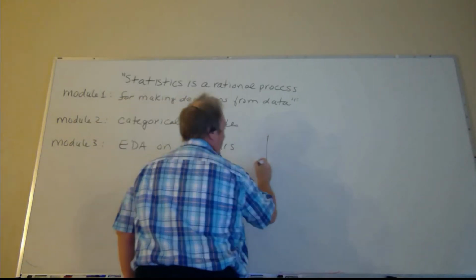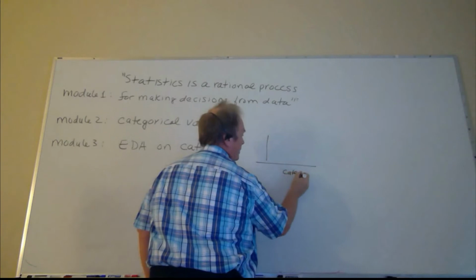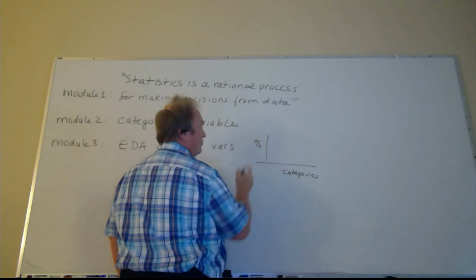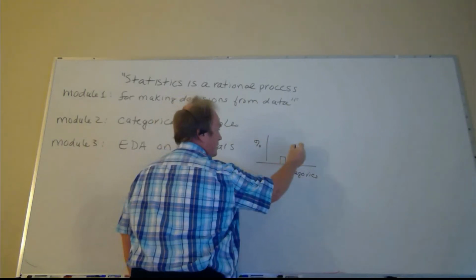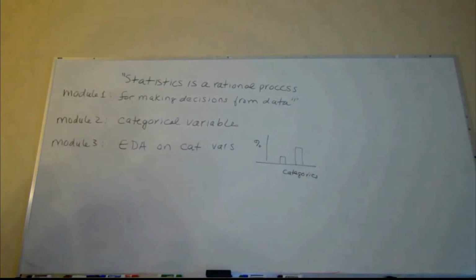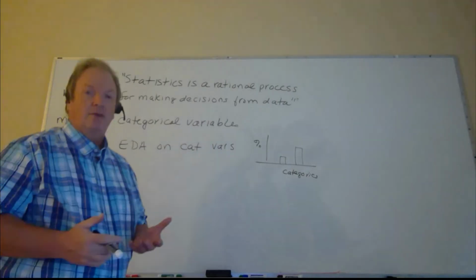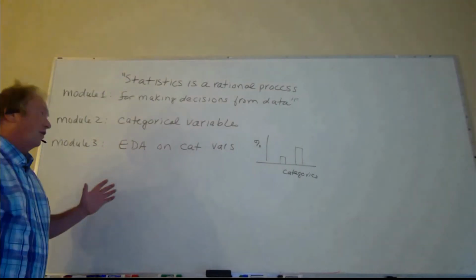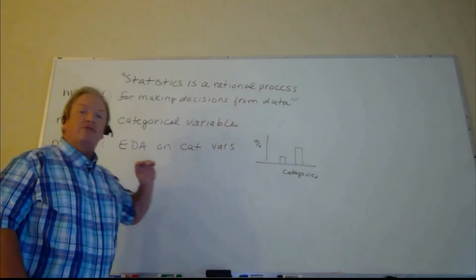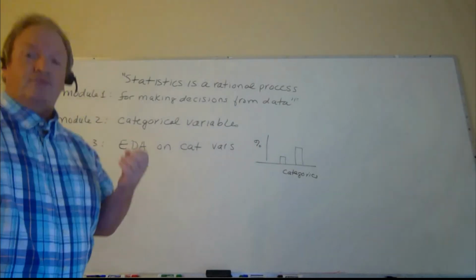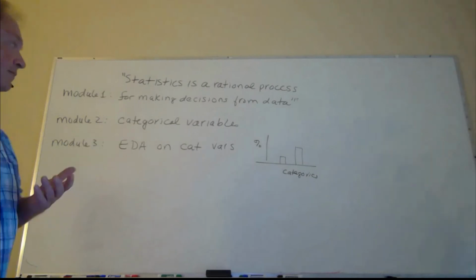In other words, we plotted the categories down here, and we plotted the percentages here. So maybe we had something like this. Okay? Now we wanted to go a little bit further. This decision that we're going to make with a categorical variable usually involves making a generalization about the population parameter from the sample statistic.